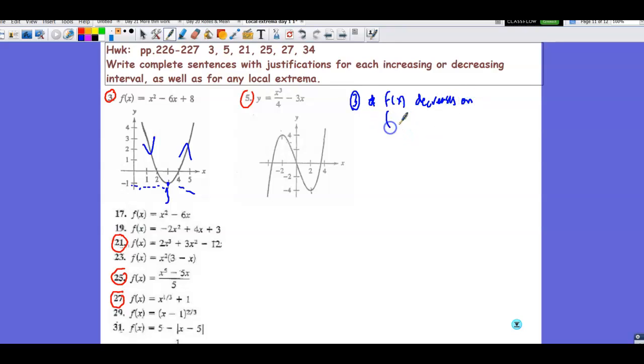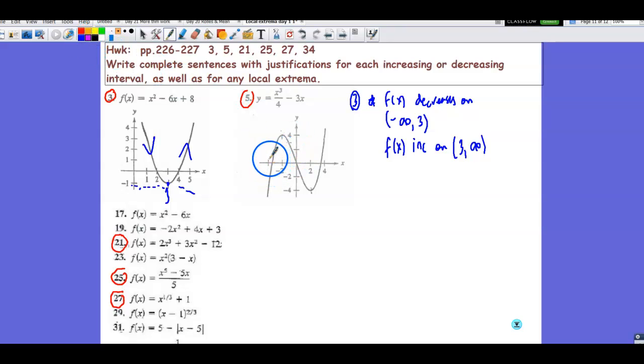on, or from, negative infinity up to 3, and that's going to be an open interval, not a bracket. And we don't have to justify, we're not using the first derivative, we're simply looking at the original function. f of x increases on the interval from 3 to infinity. That's just visual inspection.